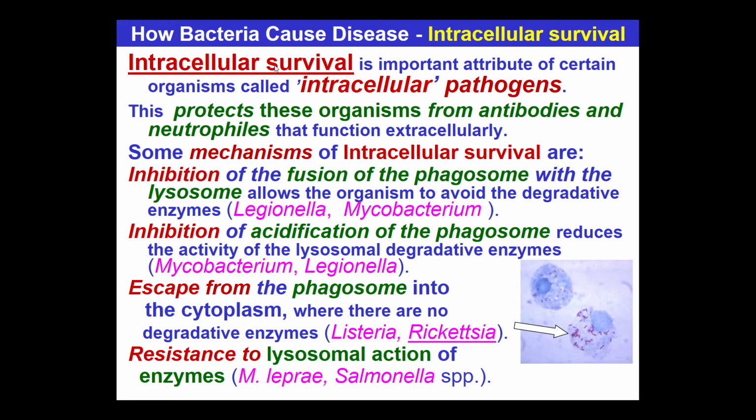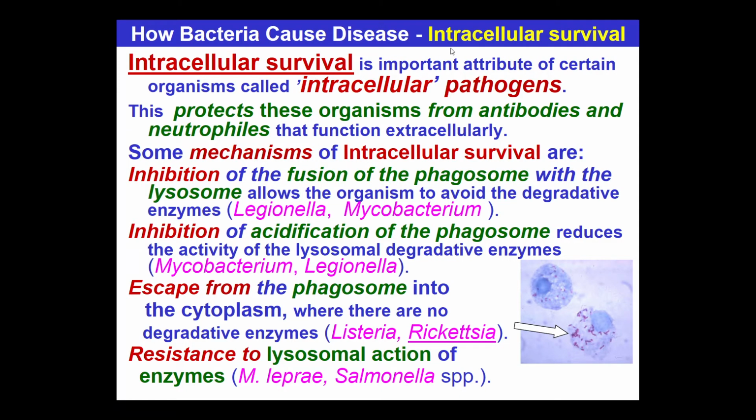Very important property of some bacteria that help them to cause disease is intracellular survival of bacteria. Not all, but some bacteria possess this intracellular survival. Intracellular survival is an important attribute of certain organisms called intracellular pathogens, or intracellular parasites.